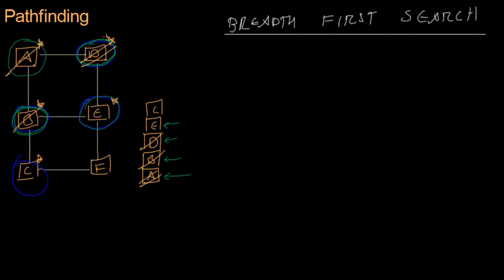Okay, E's neighbors are D, B, and F. D and B we've already seen, so we can ignore them, but F is the goal node. It's the goal node. So we're done. Our path is from A to B to E to F.